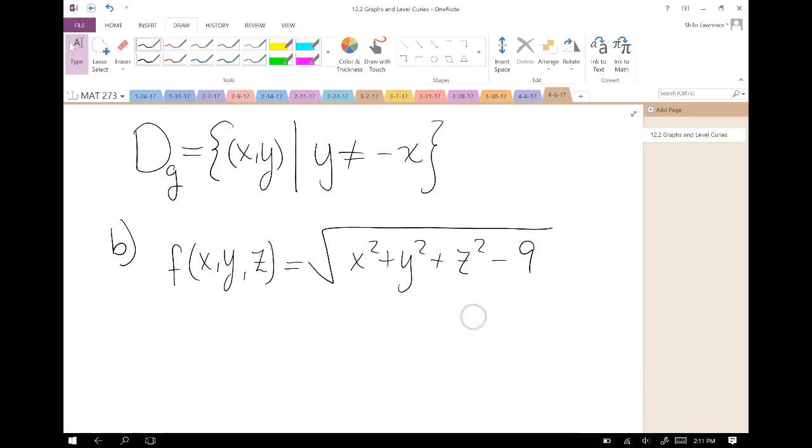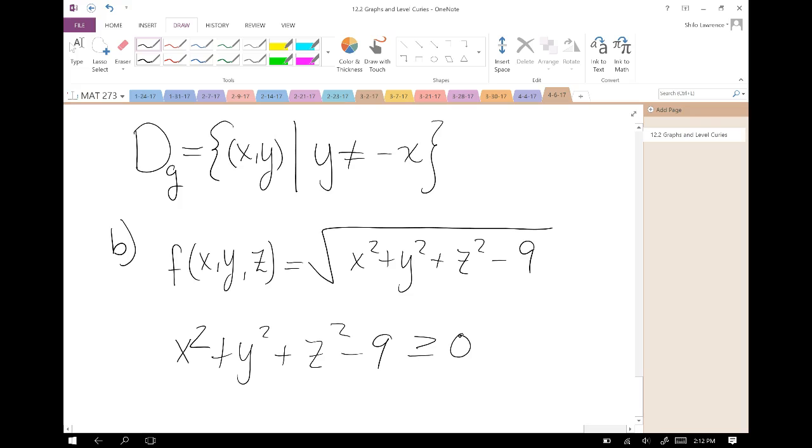So we're going to say that x squared plus y squared plus z squared minus 9 must be greater than or equal to 0. When we're doing square roots, we need to make sure our radicand, which is the stuff under the square root, is greater than or equal to 0. We can do the square root of 0, which is equal to 0, and then we can do the square root of anything positive.